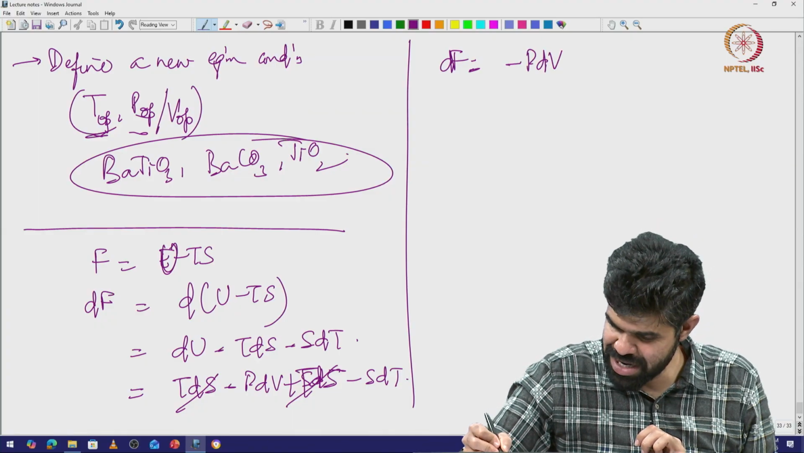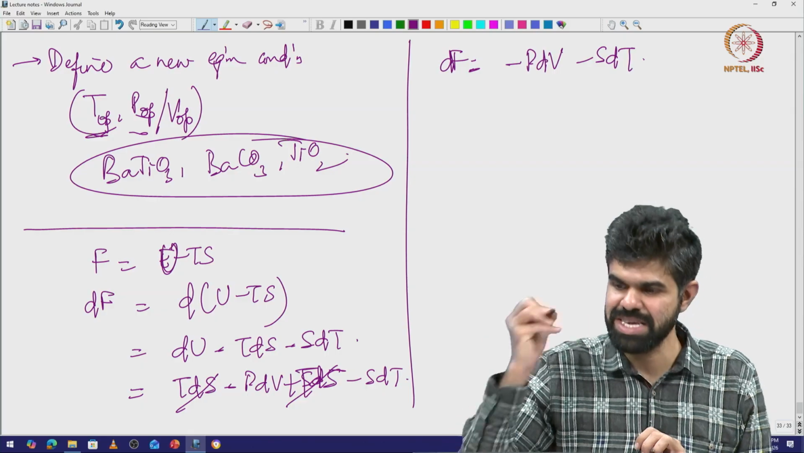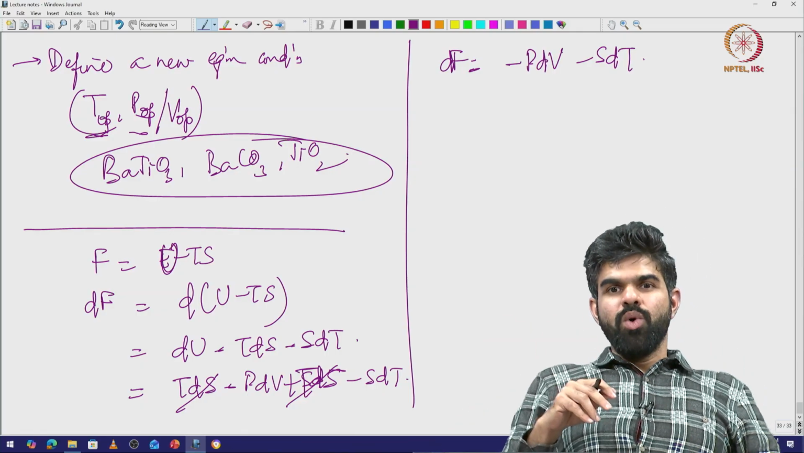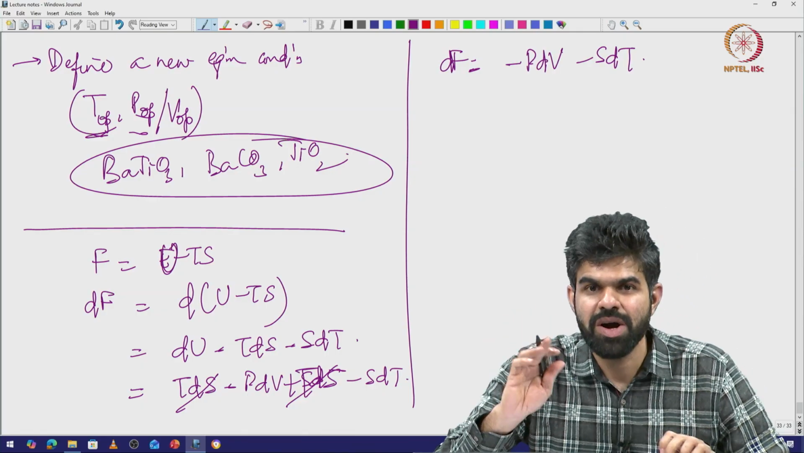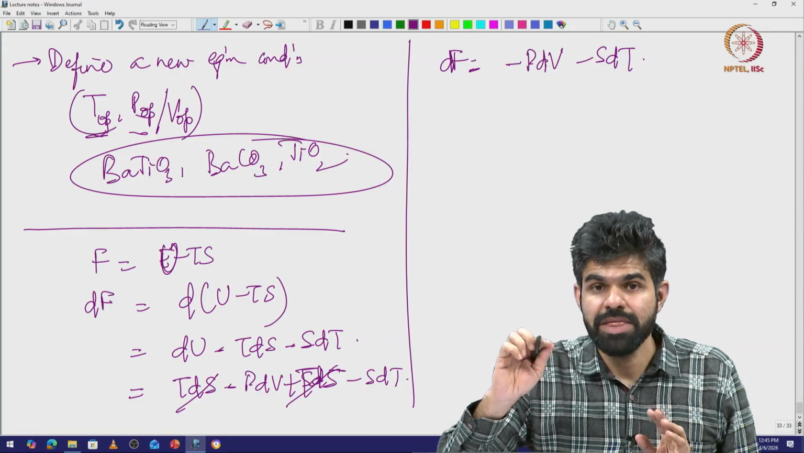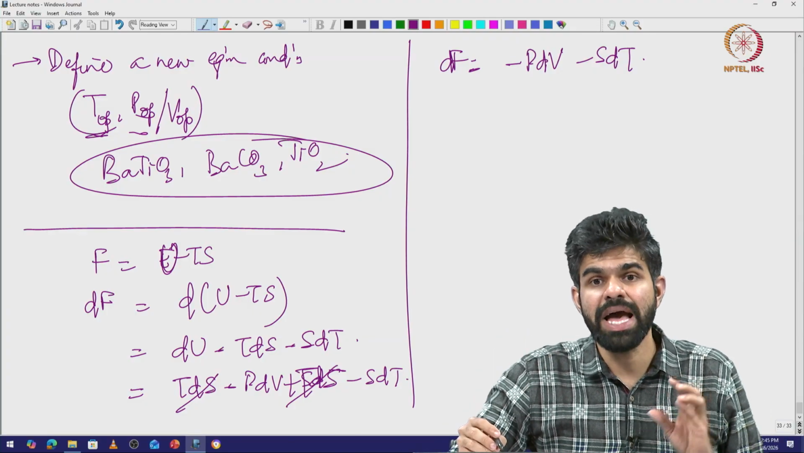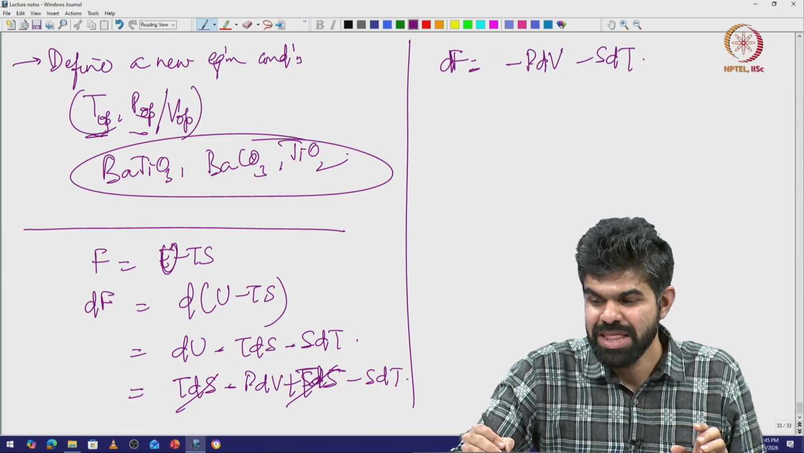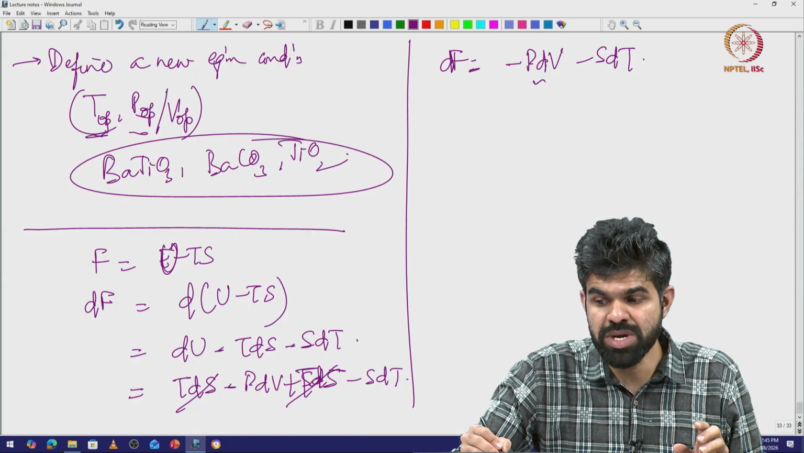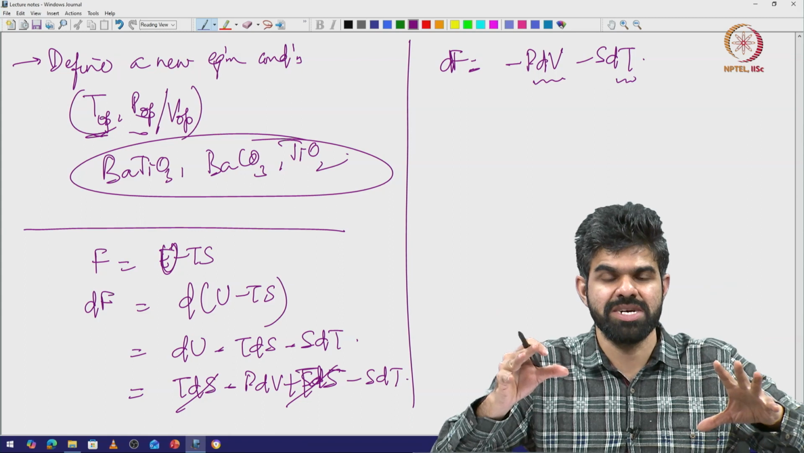Let us write the math and then try to interpret it, minus S dt. Now, what happens is that it is no longer true that my volume and temperature are constant.